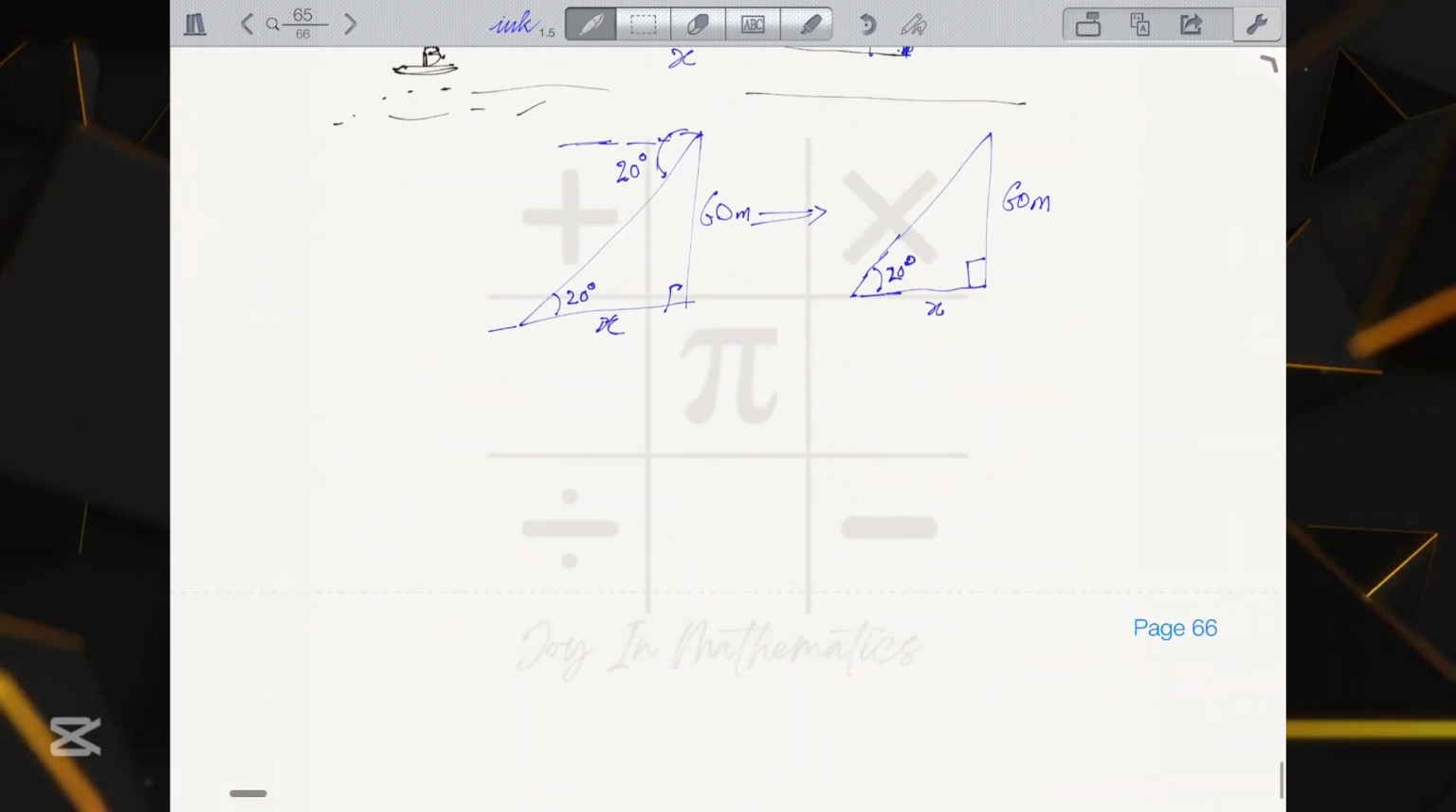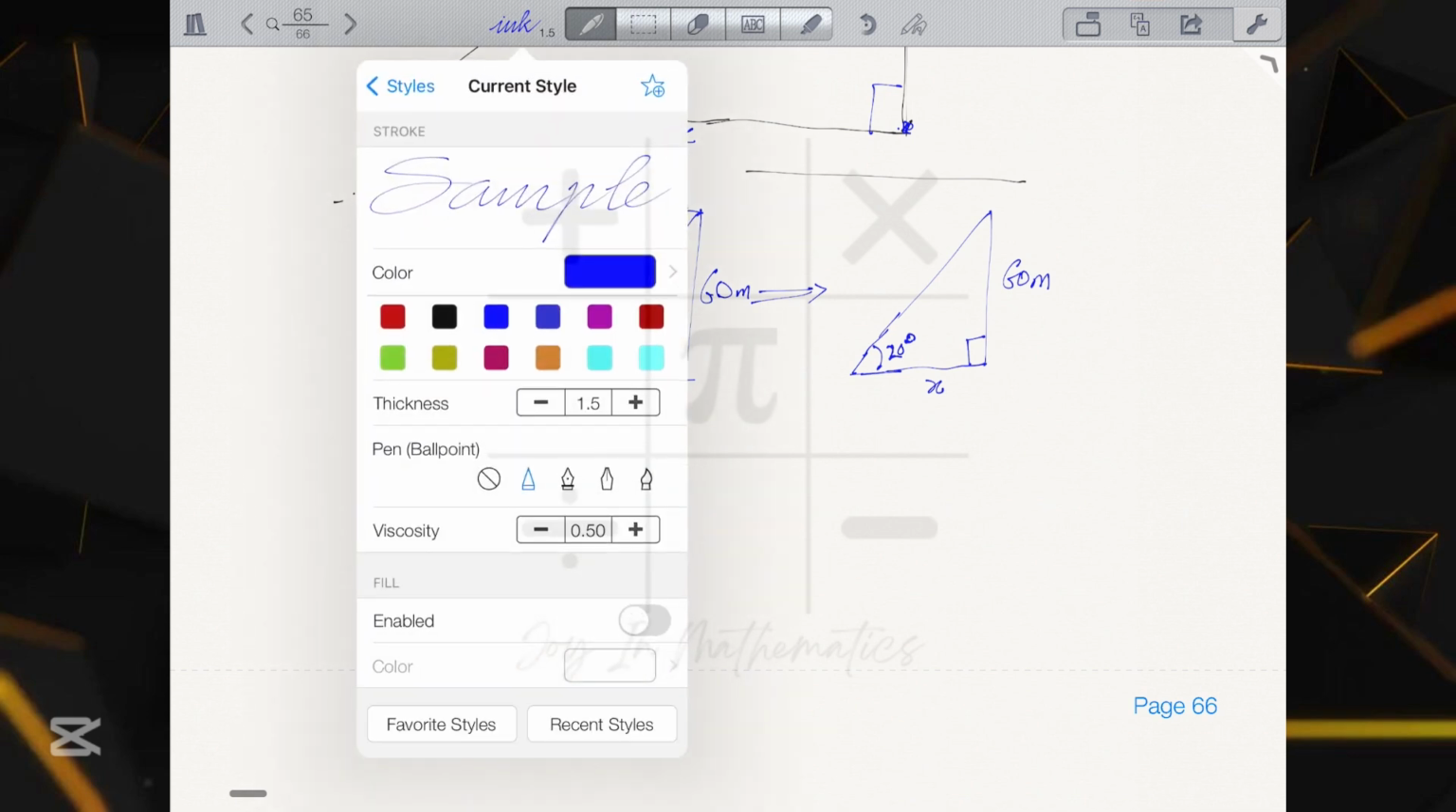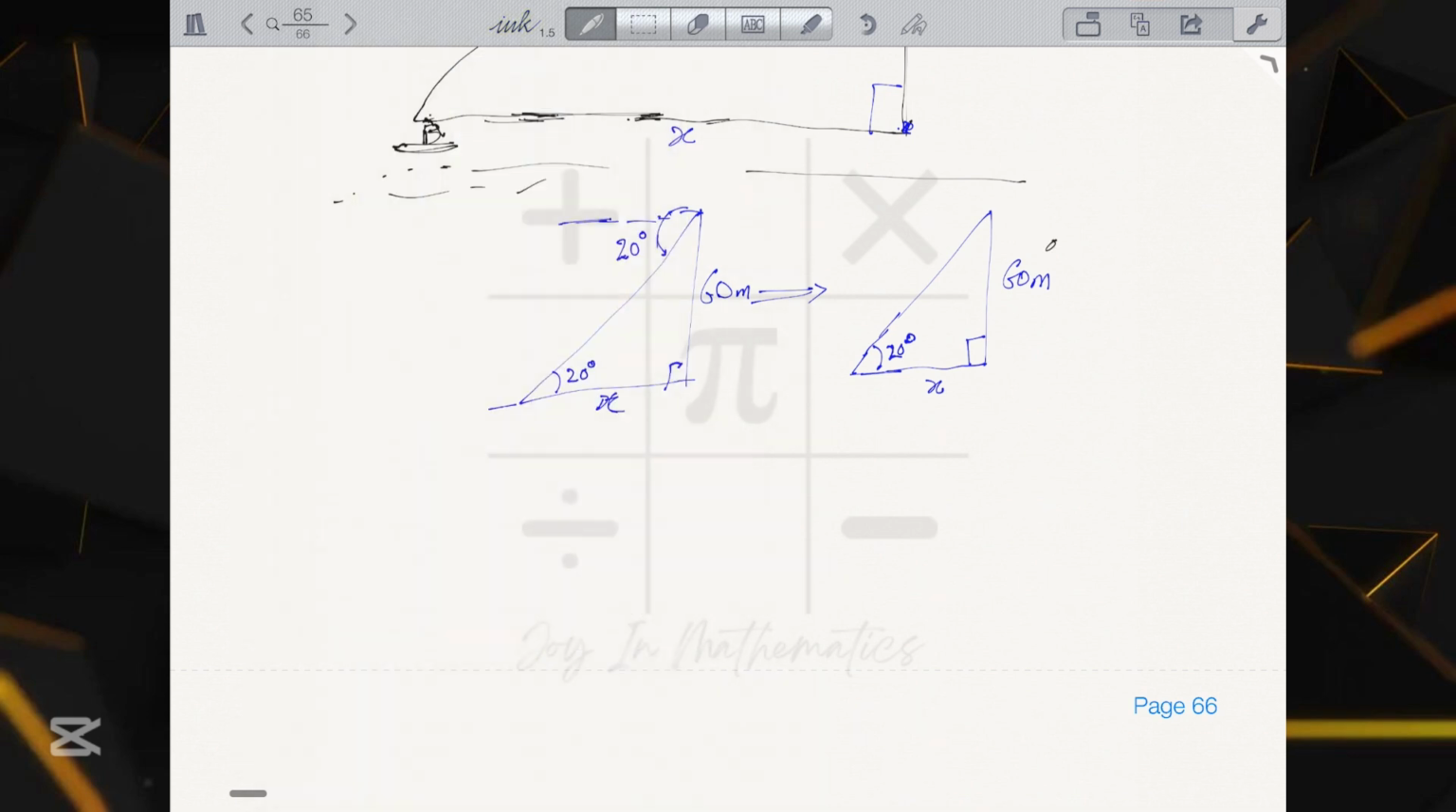So we can see it's something similar to what we did previously. We have the opposite, we have the adjacent, and we have theta. What relates opposite and adjacent alongside theta together is simply tan theta is equal to opposite divided by adjacent. What we are looking for now is the adjacent, which is x. So I'm saying that tan 20 degrees is equal to the opposite, which is 60, over the adjacent, which is x.